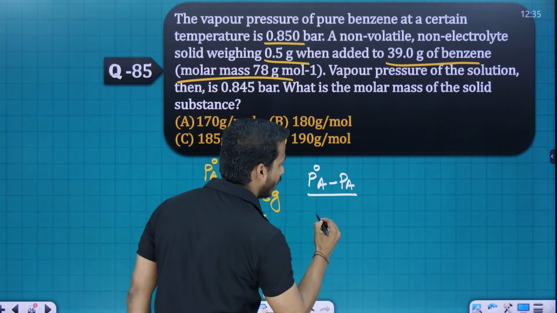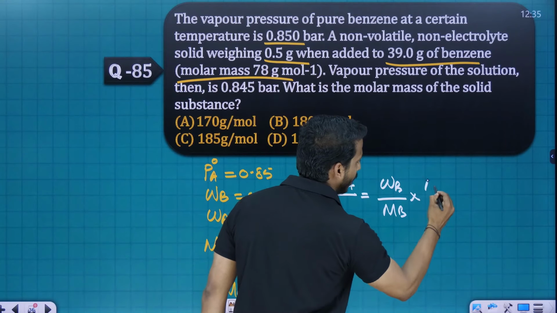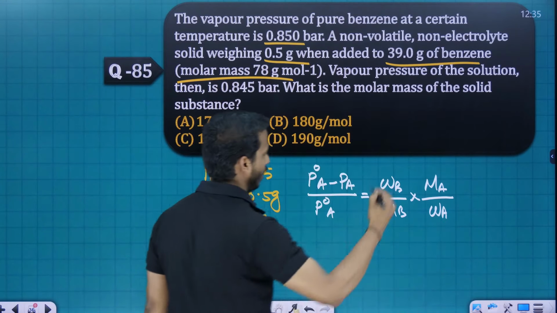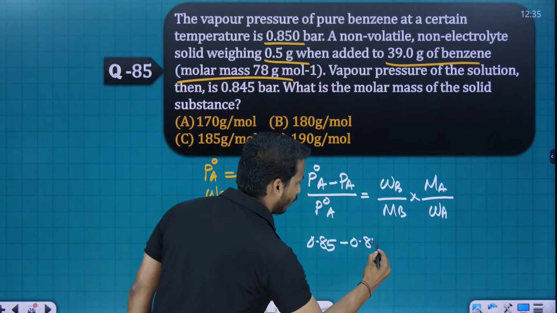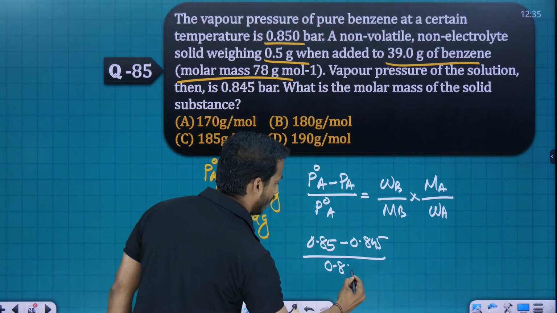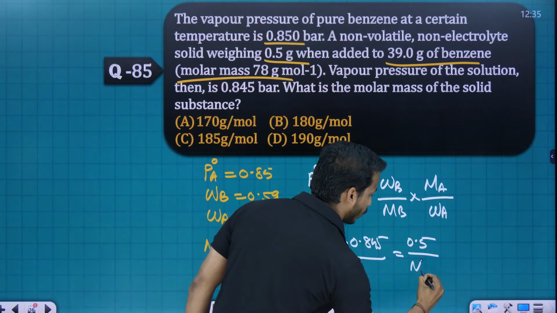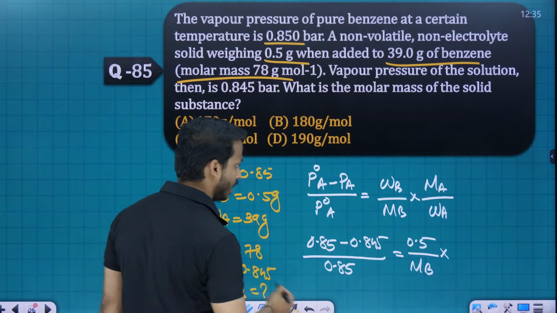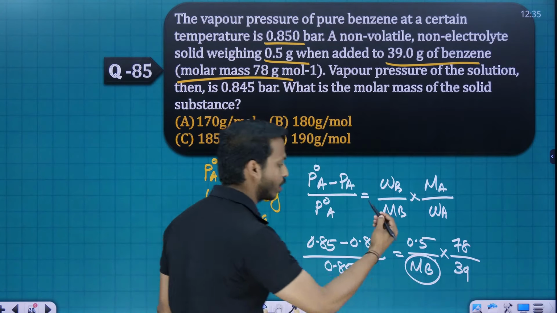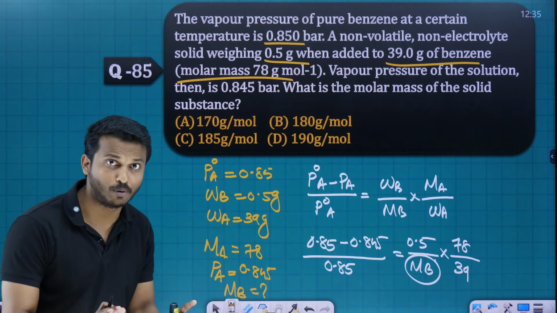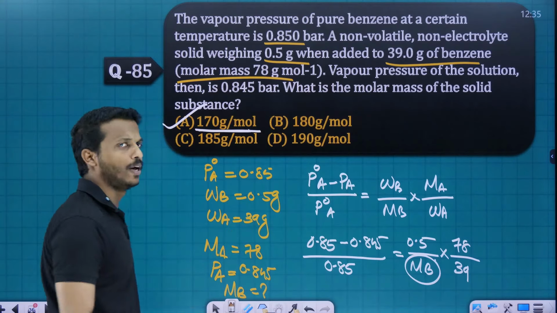(P0A minus PA) divided by P0A is equal to WB by MB into MA divided by WA. Ready? P0A is given 0.85. PA is given 0.845. WB is 0.5, MB we are supposed to calculate, MA is 78 and WA is 39. So we need to calculate the value of MB. Hopefully all of you are able to do it. Please cross check the value. You will get around 170 gram per mole.